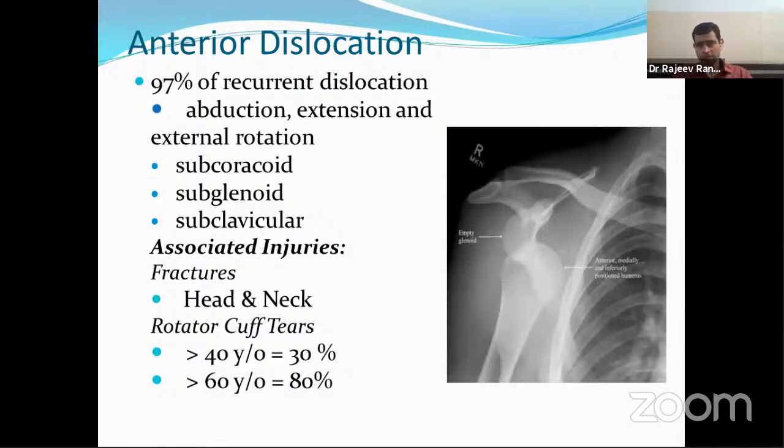So coming to the commonest dislocation, that is the anterior dislocation, it's 95% of the total shoulder dislocations, and 97% of the total recurrent dislocations. It is produced in abduction, extension, and external rotation of the shoulder. There are 3 types: the subcoracoid, subglenoid, and the subclavicular. The subcoracoid is the commonest one. The associated injuries are the head and neck fracture and the rotator cuff tear, which is present in 30% of patients more than 40 years old, and in elderly patients more than 60 years, the chances of presence of rotator cuff tears are 80%.